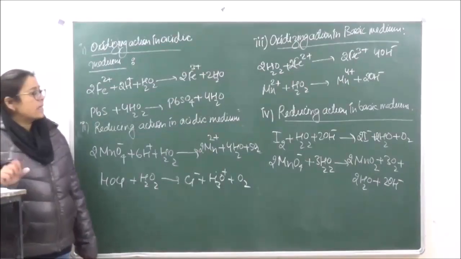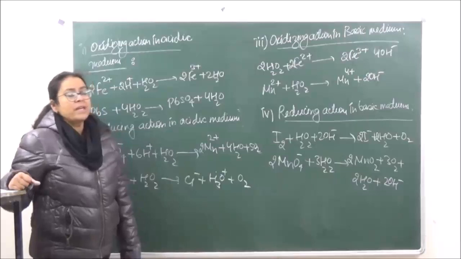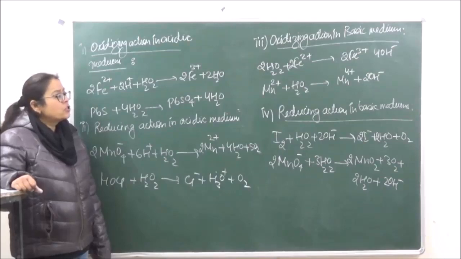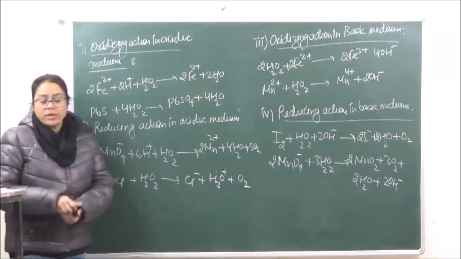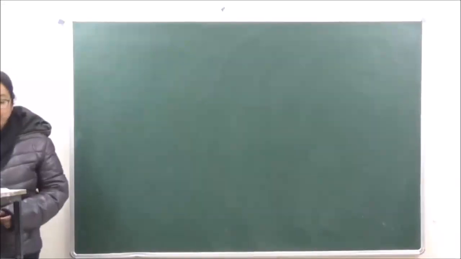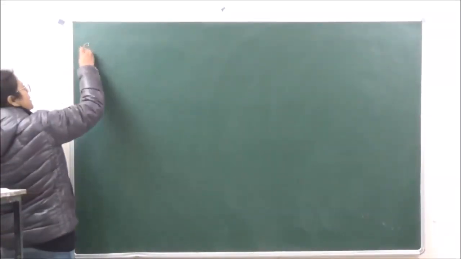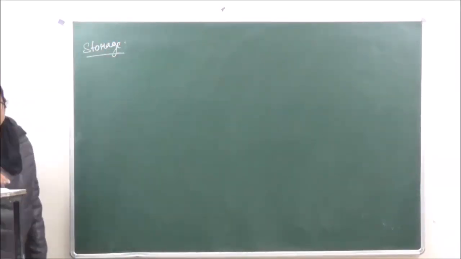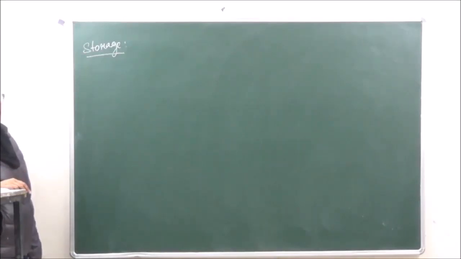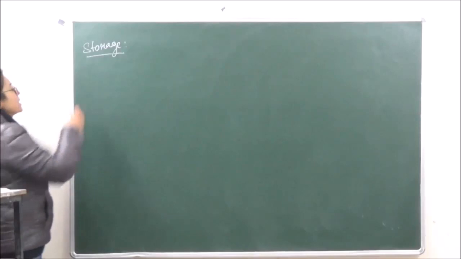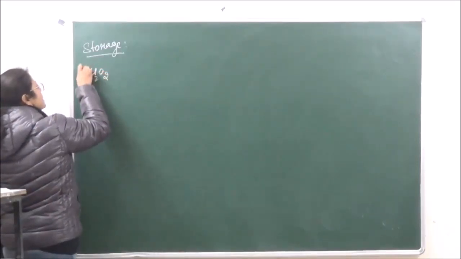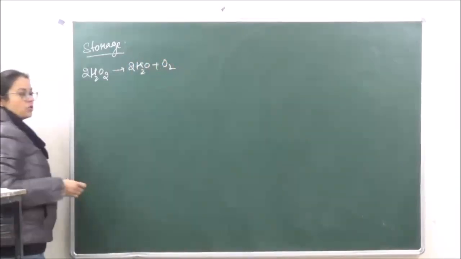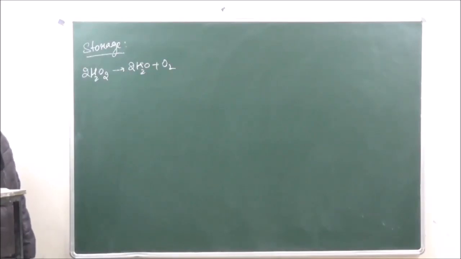Now the difficulty with hydrogen peroxide is going to be its storage, because it has a tendency to decompose into water and oxygen, therefore its storage becomes a big task. So let's see how we are doing the storage of H2O2. As I just told you, H2O2 is not very stable, so it decomposes to water slowly in presence of light. So H2O2 will decompose into water plus oxygen. This reaction is going to take place on exposure to light.